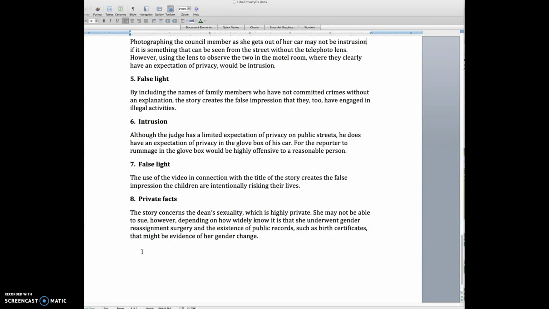She may not be able to sue, however, depending on how widely known it is that she underwent gender reassignment surgery and the existence of public records, such as birth certificates, that might be evidence of her gender change.